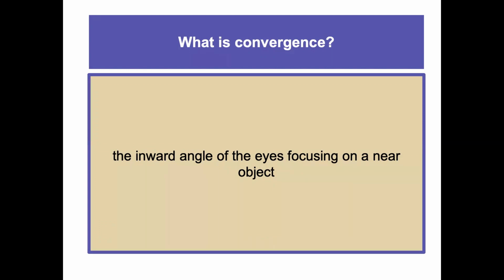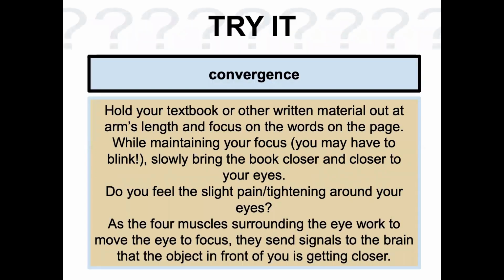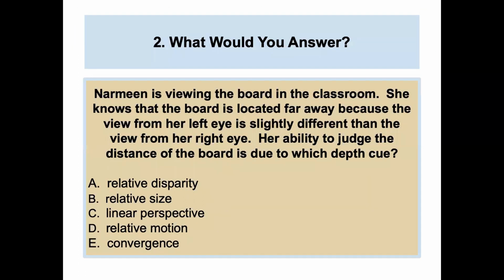Here's another thing to try. Hold your textbook or some other written material out at arm's length and focus on the words on the page while maintaining your focus, and you might have to blink. I'm someone who blinks an awful lot. I think it's because I have contacts. Slowly bring the book closer and closer to your eyes. Do you feel a little bit of a tightening around your eyes? As the 4 muscles around your eyes work to move the eye to focus, they send signals to the brain that the object in front of you is getting closer. That is convergence.